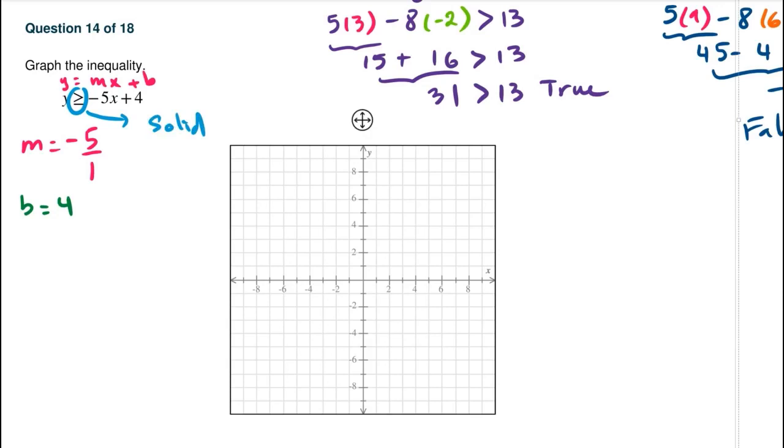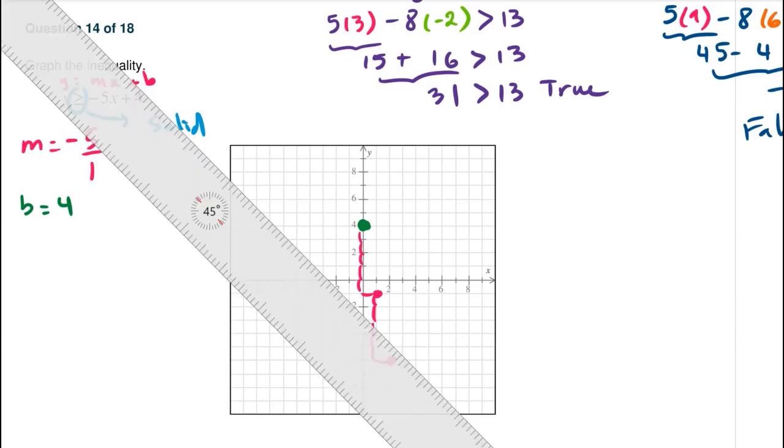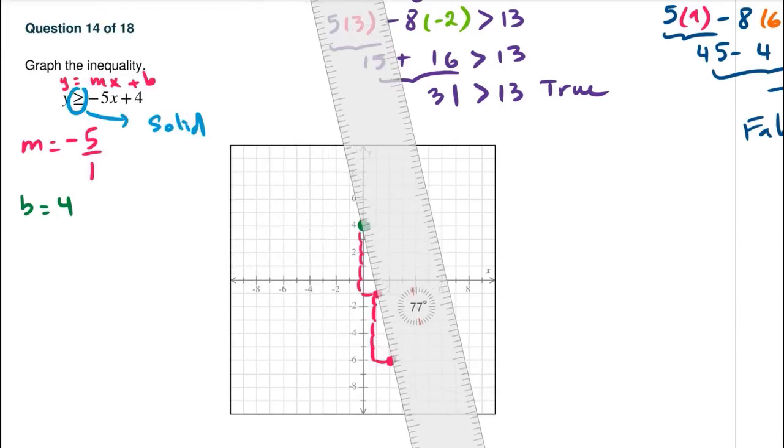Alright, for the beginning, we're going to start at positive 4. The -5 tells you to go down 5 over 1. 1, 2, 3, 4, 5 over 1. Then we draw the line through those 3 points. And we will use a solid line.